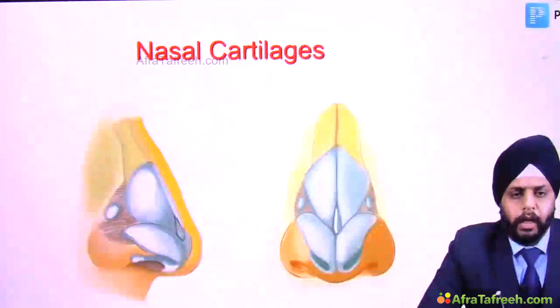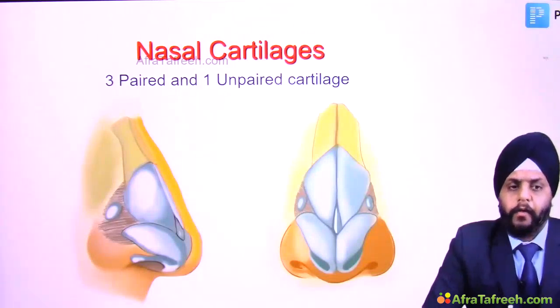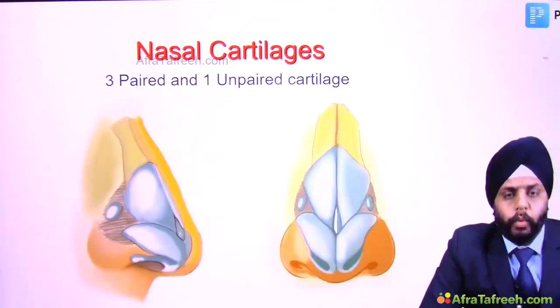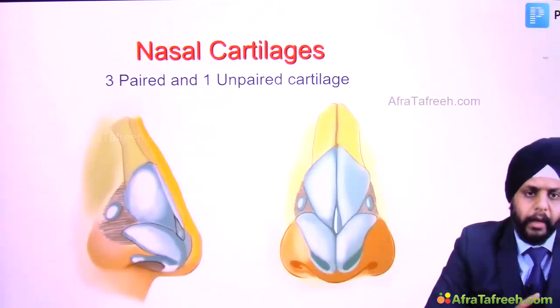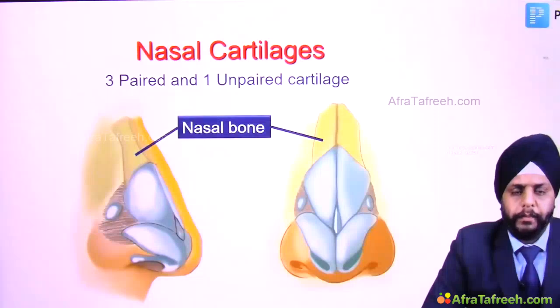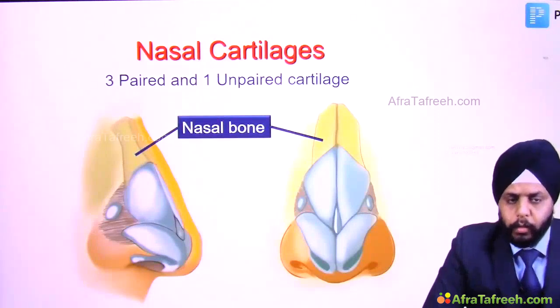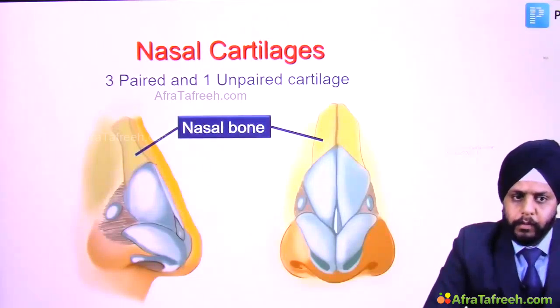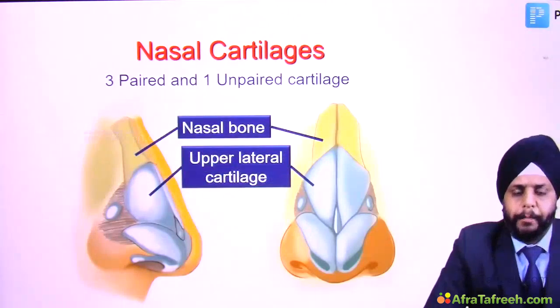Now what about the lower 2/3? The lower 2/3 is cartilaginous, and it is formed by 3 paired and 1 unpaired cartilage. Okay, so we have 3 paired cartilages and 1 unpaired cartilage. Let's look at these photographs. What do we see? Superiorly we see the nasal bones, right? So remember, the superior 1/3 is by the nasal bone, supported on the lateral side by the frontal process of maxilla, right? The lower 2/3 is by the cartilages. So what do we have? Number one, we have the upper lateral cartilage.